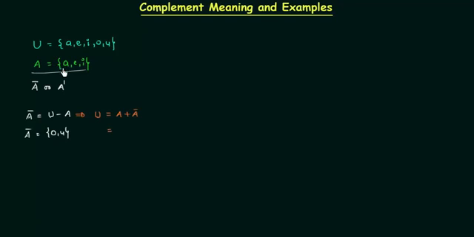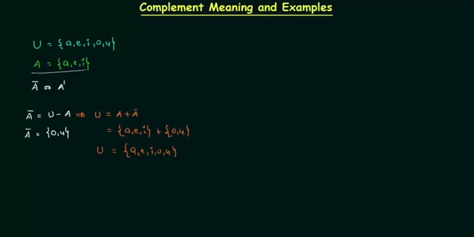Elements of A are A, E, I. Elements of A complement are O, U, and this is nothing but the universal set having the elements A, E, I, O, U. So the only thing that you have to keep in your mind is to involve the elements which are not present in the set when you are taking the complement.